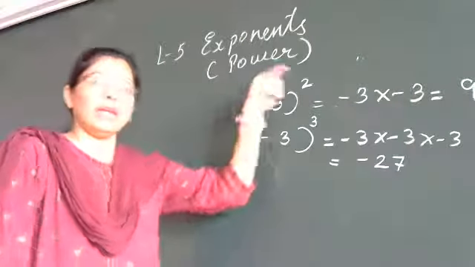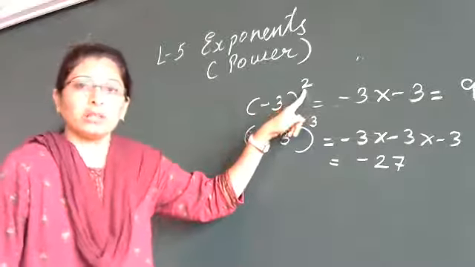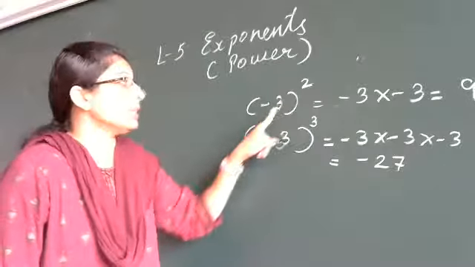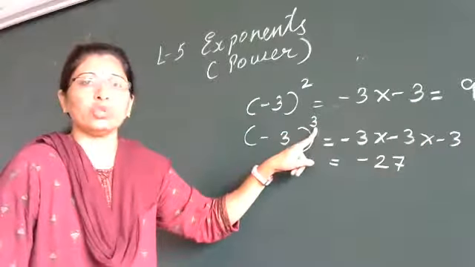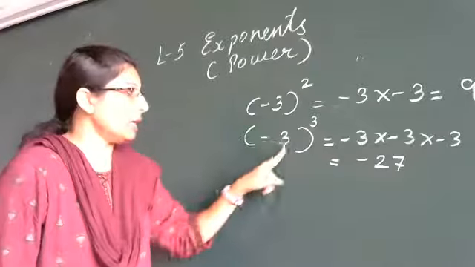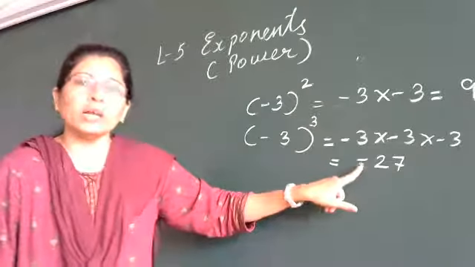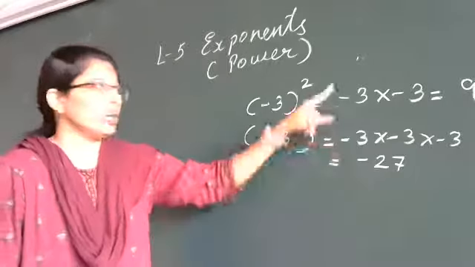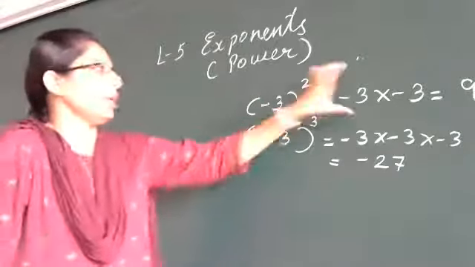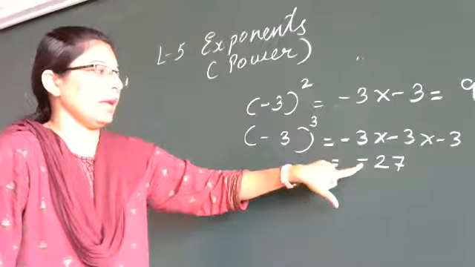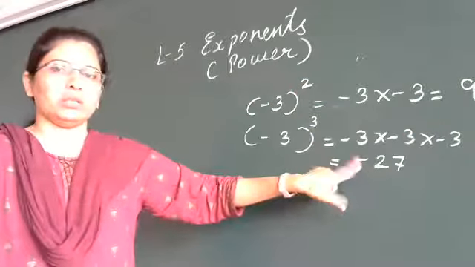By seeing both examples, what can we observe? When any rational number has an even power, the answer will always be positive. And when the rational number is negative and the exponent is an odd number, you will always get minus. So it depends on even and odd. Whenever the power is odd, the product will be negative, and when the power is even, the product will be positive. These two things you have to remember.